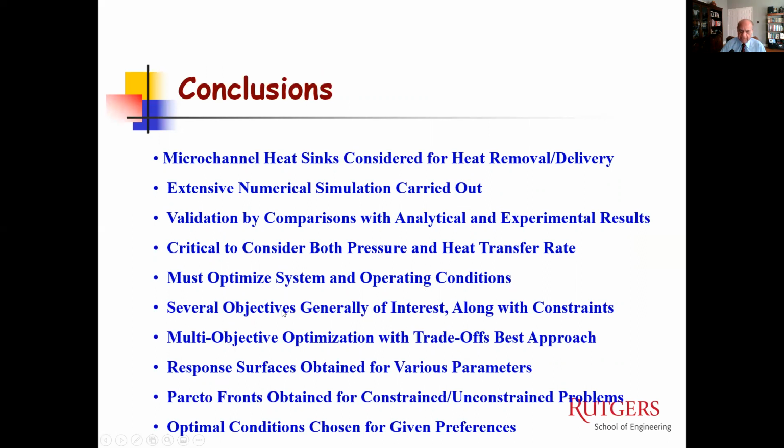There are several objectives which are of interest, typically pressure and temperature, but others can also be thought of, and there are other constraints that can be brought in. So you need multi-objective optimization, and then you get a Pareto front, which will give you a trade-off as the best approach. Response surfaces are good to see what's happening and pick up optimization in some cases, but the Pareto front is really the right answer, which will allow you to pick the right solution for yourself, and optimal conditions are chosen for given preferences. Of course, uncertainty will change some of these results, and you have to bring both uncertainty and deterministic cases in your mind.